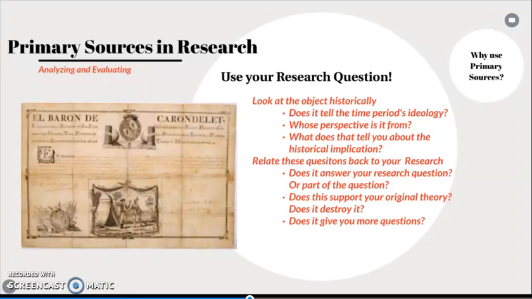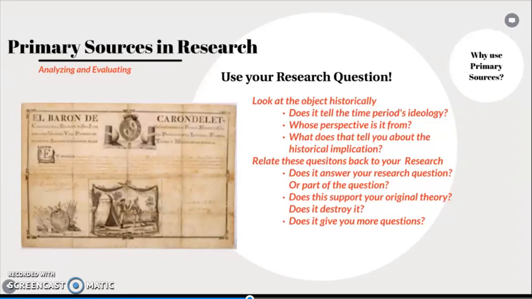Relate these questions back to your research. Does it answer your research question, or even part of the question? Everyone starts their research with preconceived notions. Does this object support your original theory? Does it destroy it? For example, are you trying to argue that the Oglala Indian tribe held only land in North Dakota? If so, the object on the left, this treaty for land giving the Oglala Indians territory in western Nebraska, would absolutely destroy that theory.